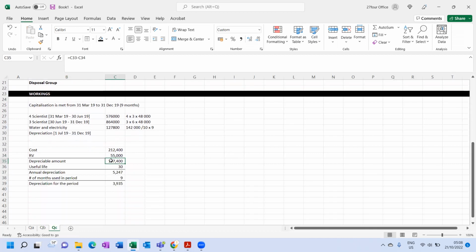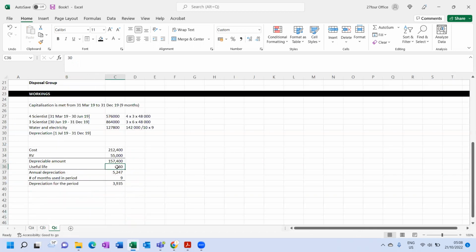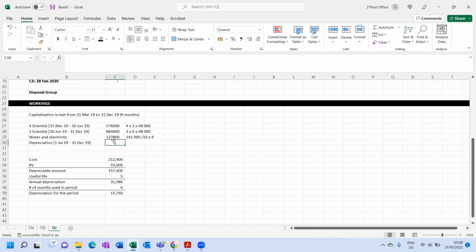So there we go. The useful life, I think, was 5 years. Yes, the useful life here was 5 years. So annual depreciation is 31. But we only use it for 6 months, so I'm going to change it to 6. So there we go. The depreciation to be capitalized is 15. From 1 July until 31 December, the asset was used, so depreciation will be incurred.